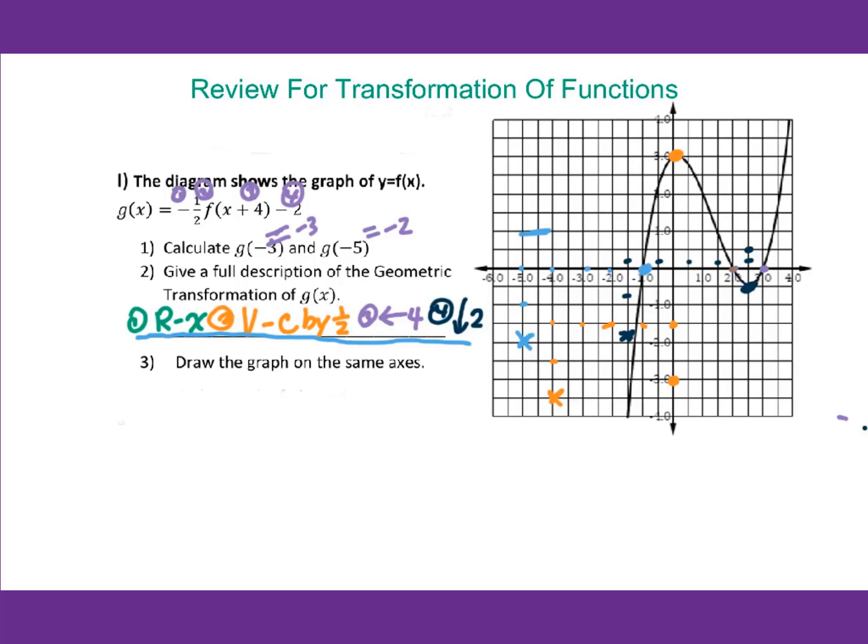Now let's go to this point. Reflect across x and vertically compress by 1/2, still stay. Then I need to move to the left 4: 1, 2, 3, 4, down 2: 1, 2, is here. Then for this point, you will do the same thing and you will go here. This is the point. And we need to connect all these points.